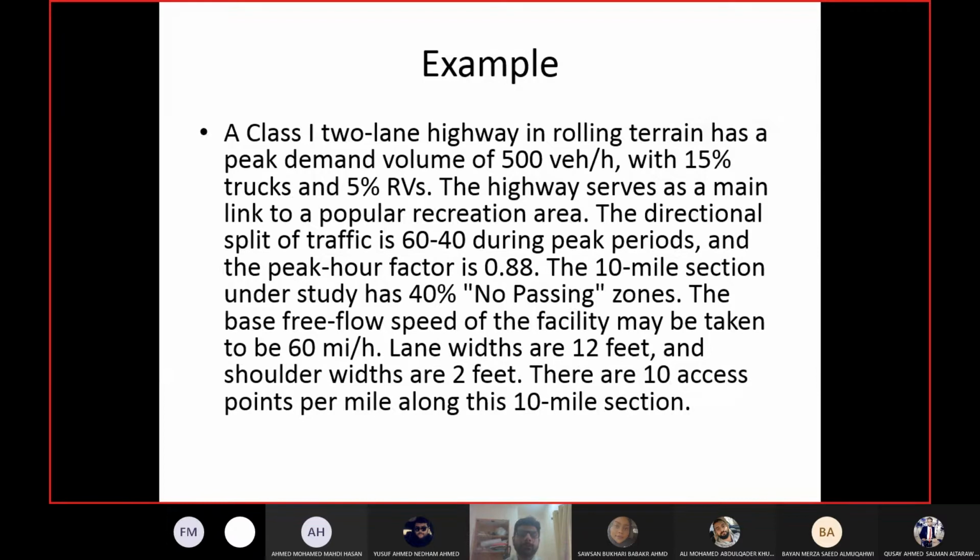It's a link to a popular recreational area. It doesn't matter. Directional split 60-40. Peak hour factor is given 0.88. We have a 10-mile section, and out of 10 miles, 40% is no passing. So in 4 miles, passing is not allowed. Base free flow speed 60, lane width 12 feet, 2 feet shoulder, 10 access points per mile.